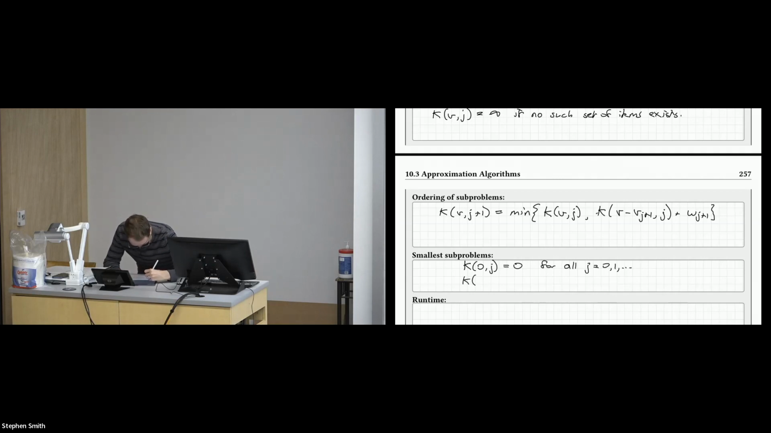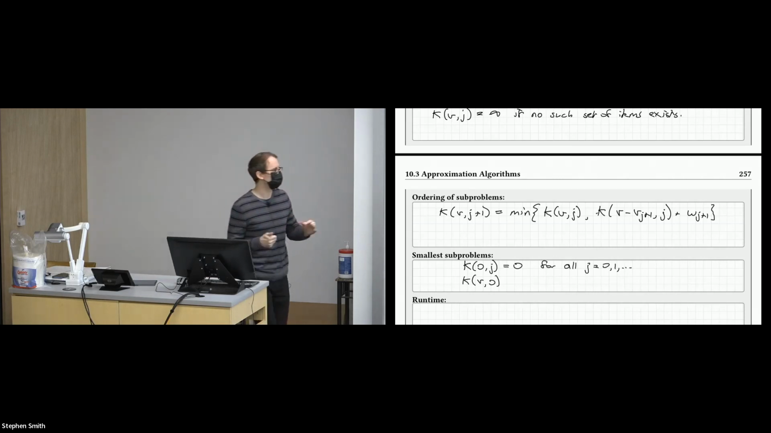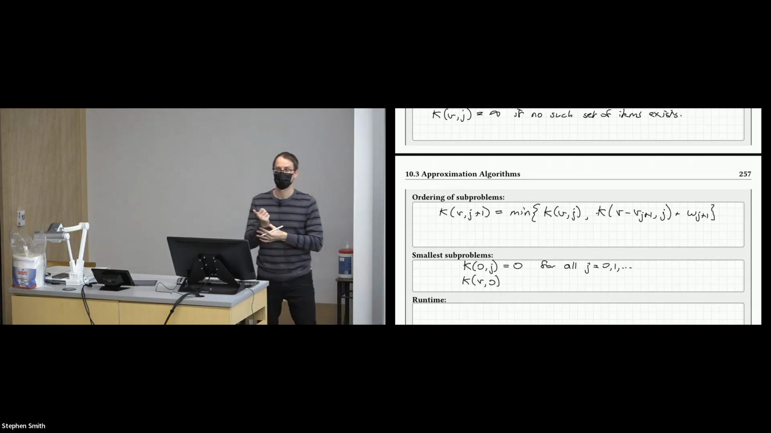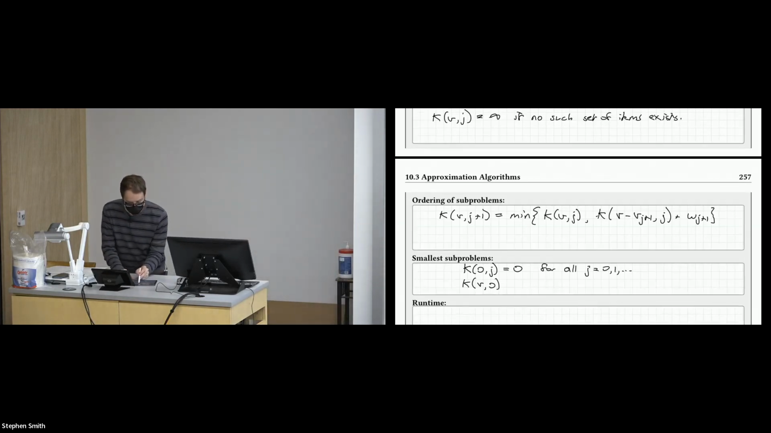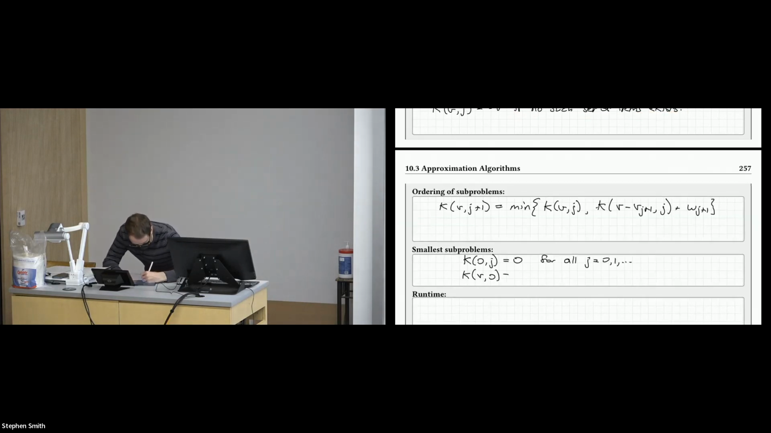And the other one is I have a value I want to achieve, but I don't have any items. Right, so what's the least weight I can use to achieve a value of 10 with no items? That's one of the infinity ones, right? Like there's no solution to it. So it falls into no such subset up here, right? No such subset of items exists. So I initialize these ones to infinity, for all v equals 0, 1, up to capital V.